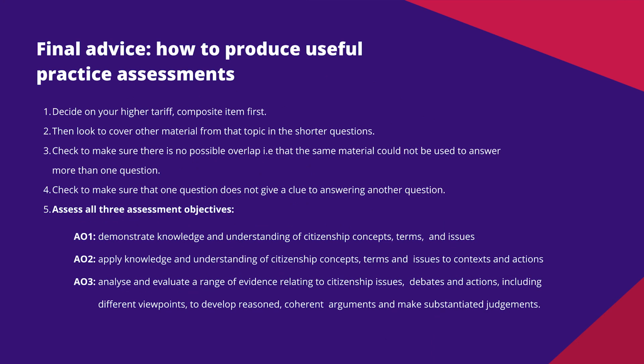Thirdly, throughout the assessment creation process, check to make sure there's no possible overlap. So that means that the same material couldn't be used to answer more than one question in the exam paper. Fourth, also check to make sure that one question doesn't give a clue to answering another question. And number 5, finally ensure that any whole unit paper you create assesses all 3 Citizenship Studies assessment objectives.